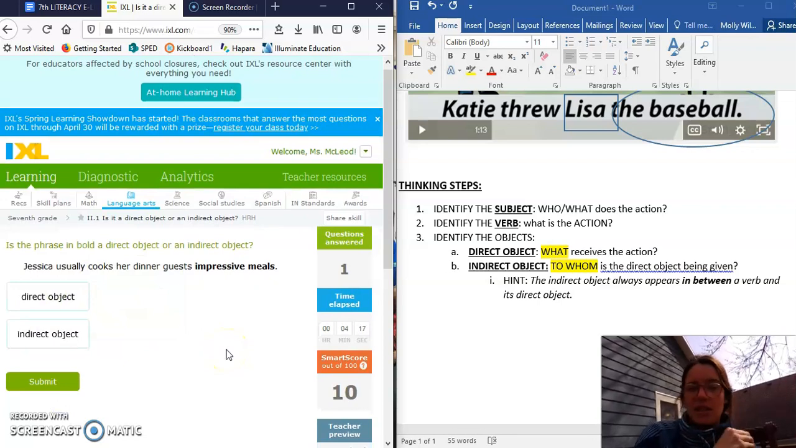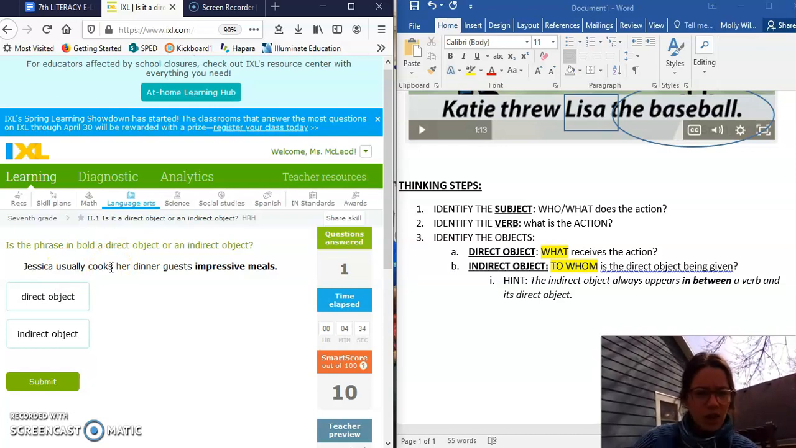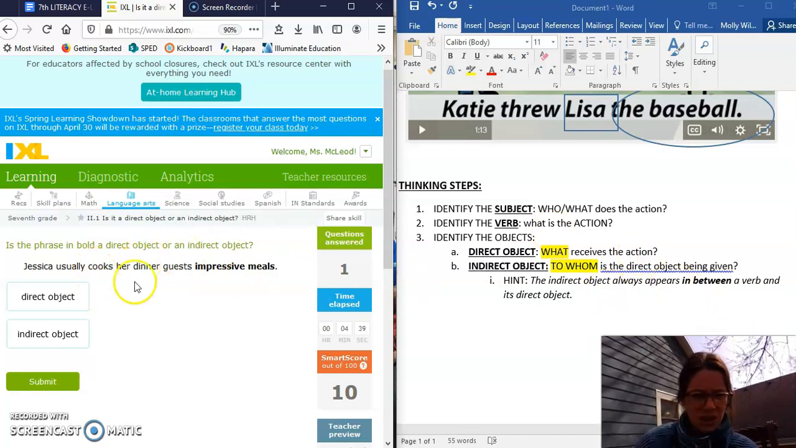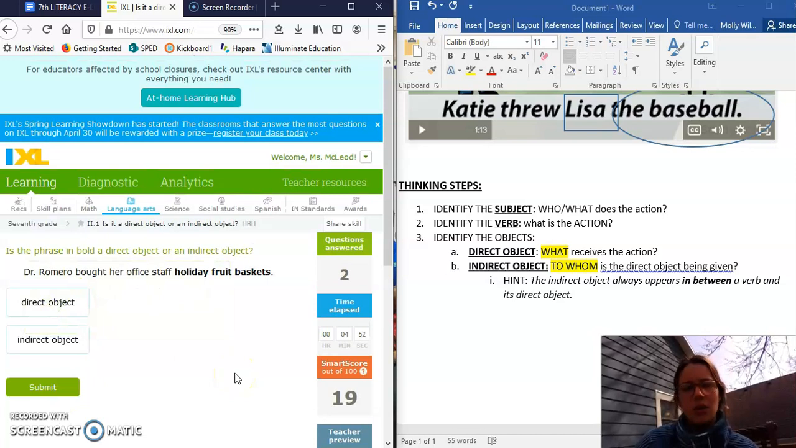Jessica usually cooks her dinner guests impressive meals. Okay. Subject. Who's doing the action? Jessica. What's the action? Cooks. Jessica cooks. Okay. Am I looking for the direct or indirect object? Her dinner guests impressive meals. Okay, cooks what? Impressive meals. To whom? Her dinner guests. So this must be the direct object because it's what is cooked. And again, it comes at the end of the sentence, so I know that it could never be the indirect object if it's at the very end. We'll do one more together and then I'll let you rock and roll on your own.